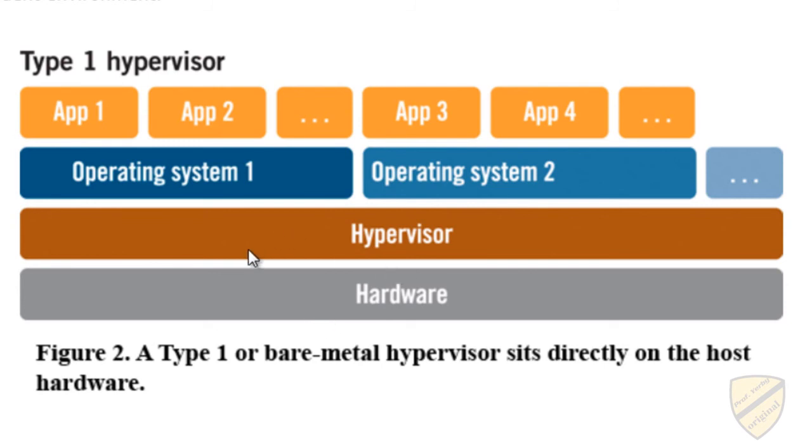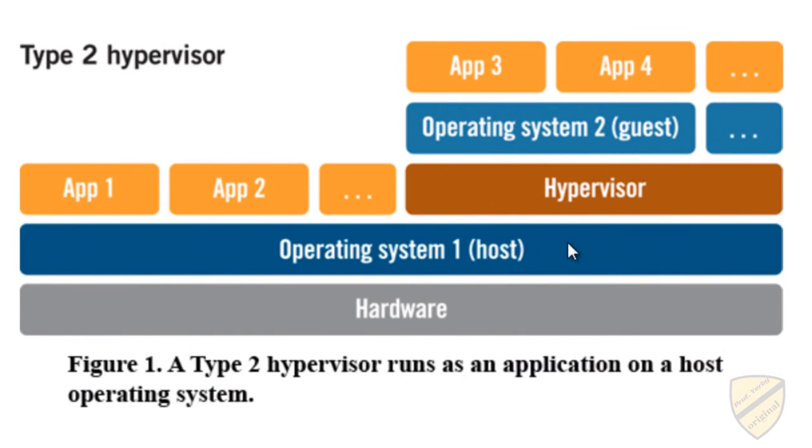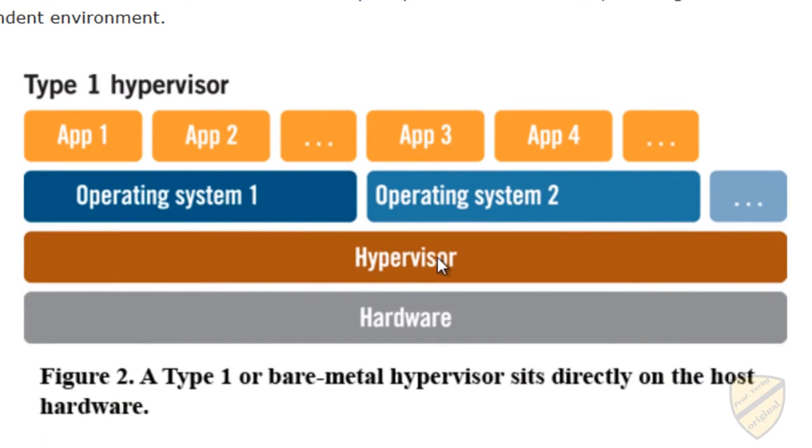And so the difference is in Type 2, you have a host operating system, and then you install what's essentially a program, and that program becomes your Type 2 hypervisor. In a Type 1 situation, the hypervisor is installed directly to the hardware. There's no operating system that you boot into. Typically what you're doing is you're not even managing this.